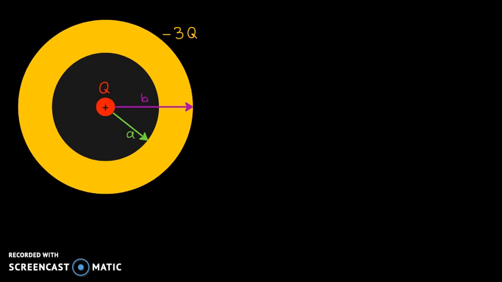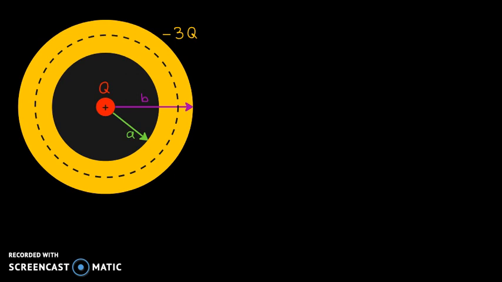In parts B and C of the problem, we're going to calculate the surface charge density of the inner surface of the spherical shell and the outer surface of the spherical shell. Now, if you think about it, this is a conducting shell, and everywhere within the conducting material, the electric field has to be equal to 0.